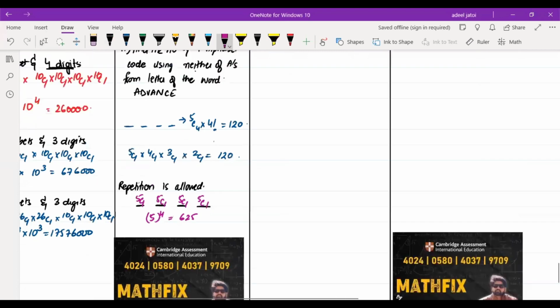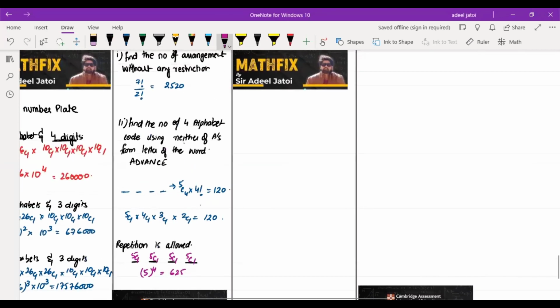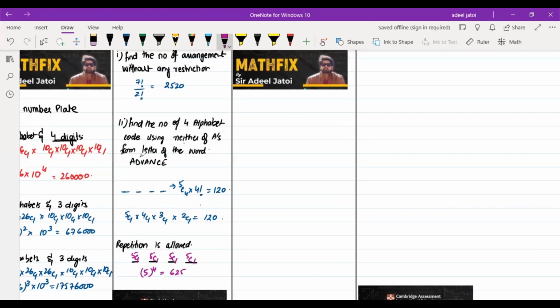So this is when the question clearly mentions that you need to use the word advance, but other than the 2 A's. That means 2 A's are not used. When 2 A's are not used, how many alphabets do we have? 1, 2, 3, 4, 5. We have 5. When repetition is not allowed, we can have 5C1, 4C1, 3C1, and 2C1, or 5C4 into 4 factorial. When repetition is allowed, it would be 5C1, 5C1, 5C1, and 5C1 again. So this is when the question clearly tells me about my word.